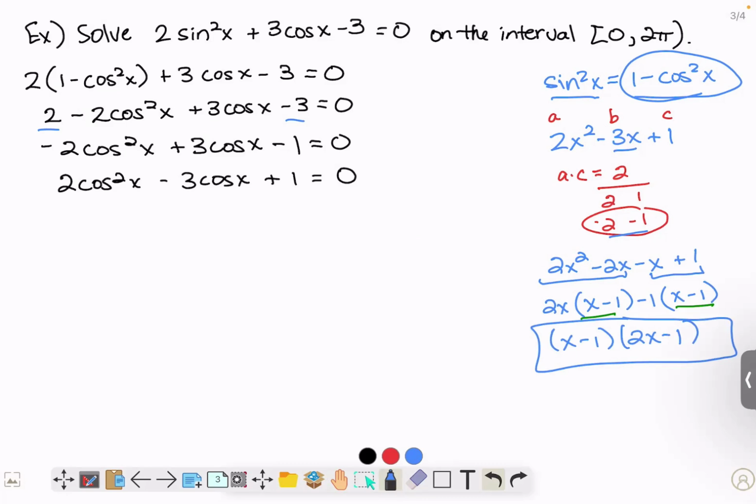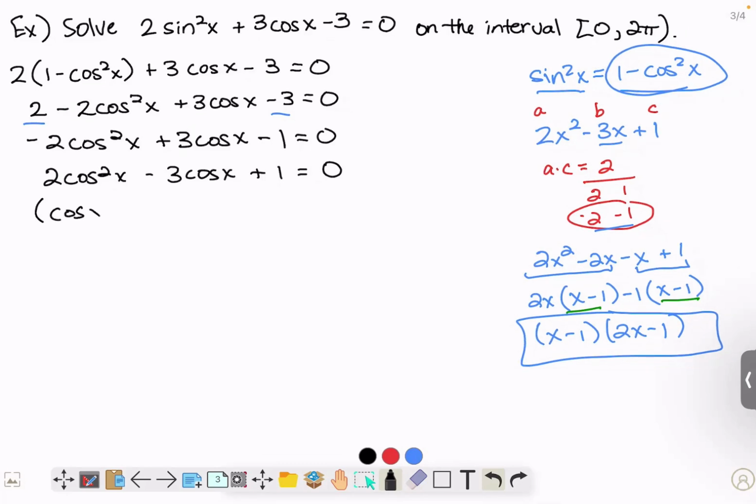The first time seems like a lot, but as you practice it over and over, it gets a bit easier. An alternative to this factoring is to just use the quadratic formula. You would still use this a, b, and c and put them in the quadratic formula. That also works. Okay, so we're going to do cosine x minus 1 times 2 cosine x minus 1 equals 0.